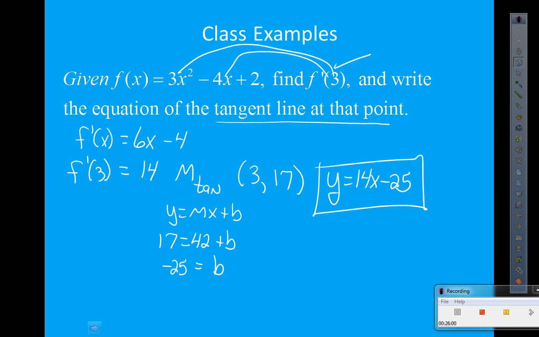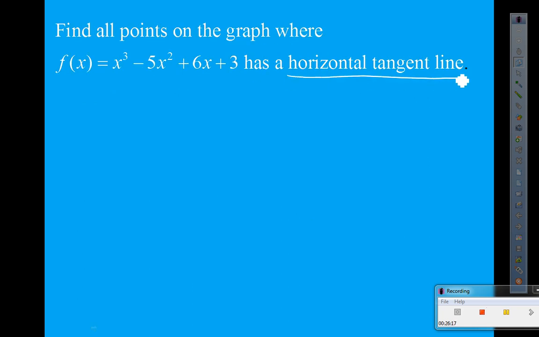Look at your next example if you would. It says find all points on the graph where x cubed minus 5x squared plus 6x plus 3 has a horizontal tangent line. Here's what we're looking for here. Think about this graph. It's some cubic. I have no idea what it looks like. But we're trying to figure out where that cubic has a horizontal tangent line. So I would like to find that point and that point.